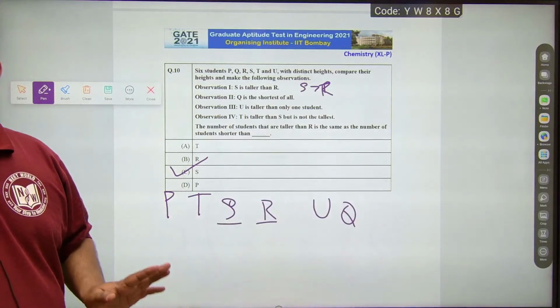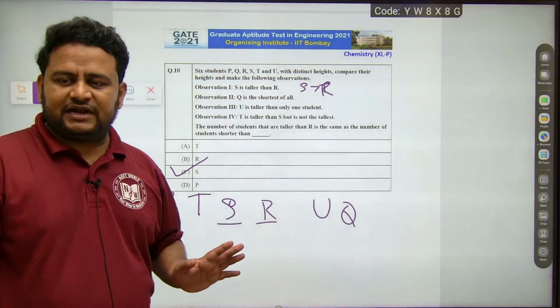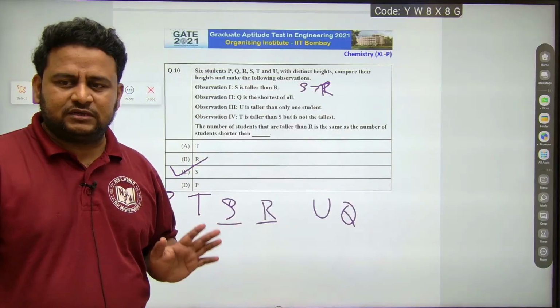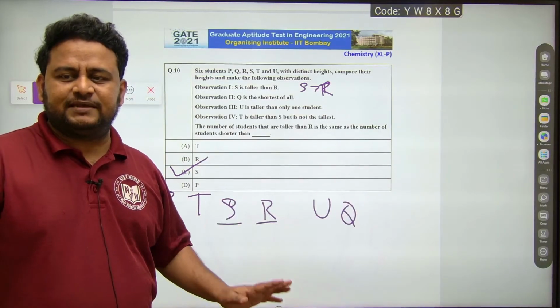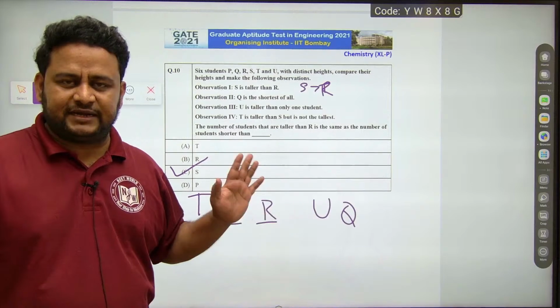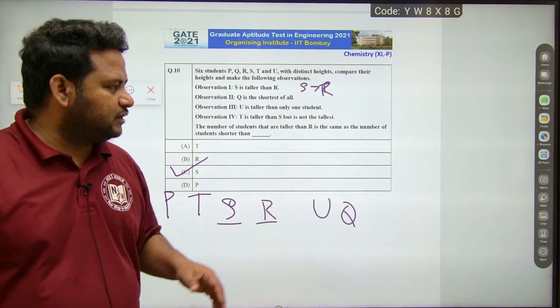Got it? Like this you have to solve the question. Fine, we'll wind up now. Tomorrow we'll be doing 2022 PYQs. After that we'll end the PYQ sessions. Then important topics we'll be doing, after that from Monday onwards.